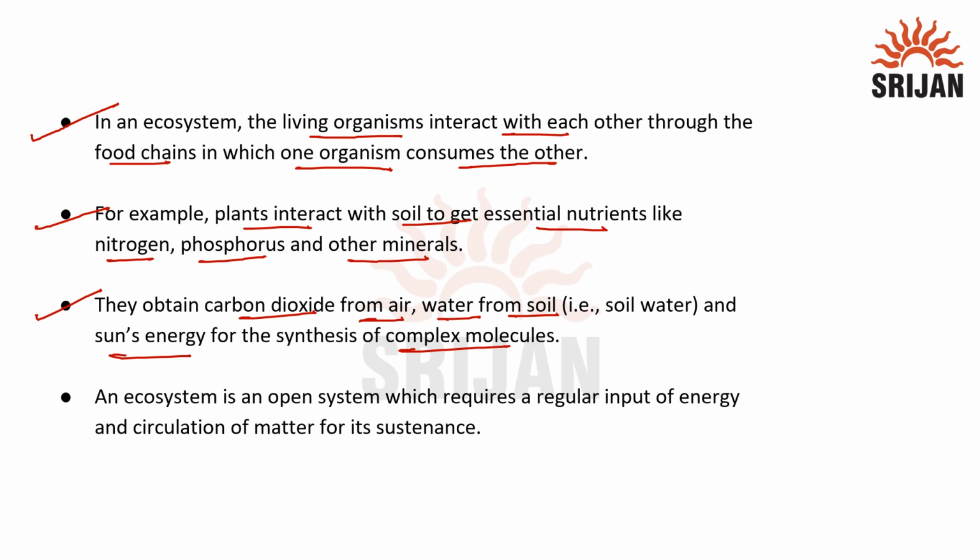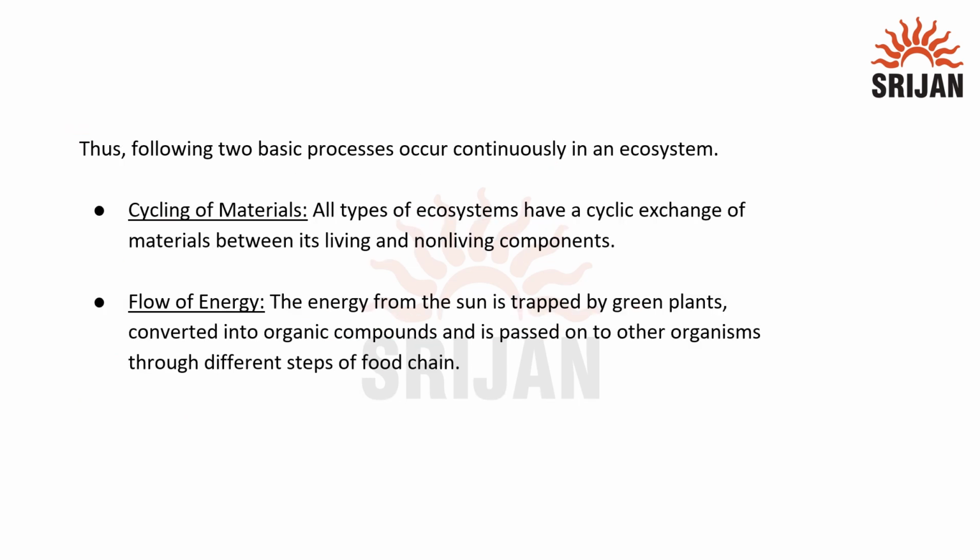The next thing is that an ecosystem requires a continuous input of energy, and hence an ecosystem is an open system which requires regular input of energy and circulation of matter for its sustenance. So we can conclude that there are two basic processes that occur continuously in an ecosystem. The first is the cycling of material and the second is the flow of energy. Let's talk about the cycling of material.